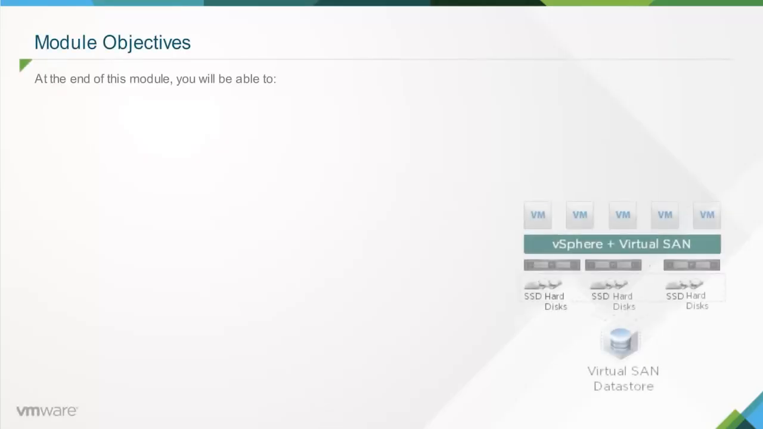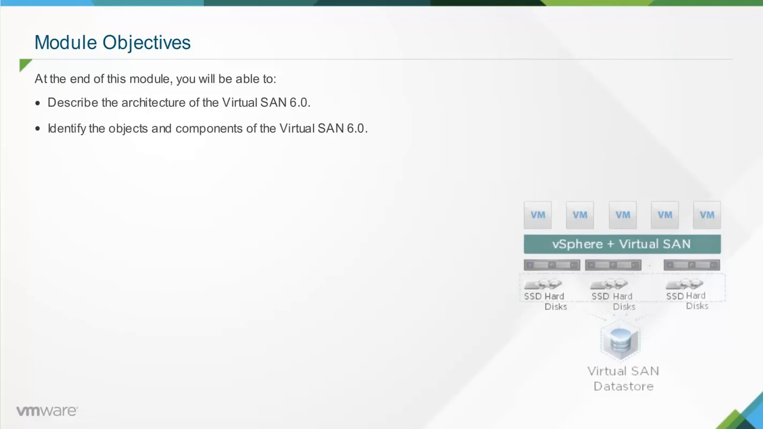At the end of this module, you will be able to describe the architecture of the vSAN 6.0, identify the objects and components of the vSAN 6.0, explain snapshots, clones, traffic flow pattern, and fault domain of vSAN 6.0.